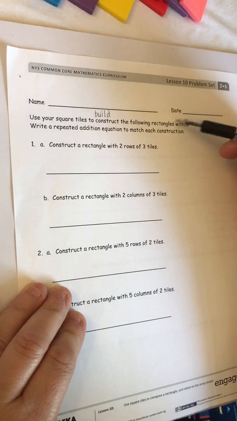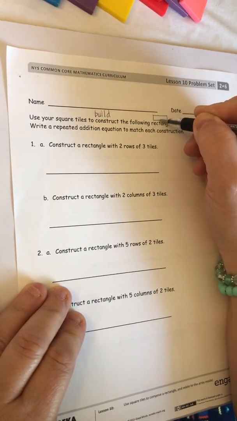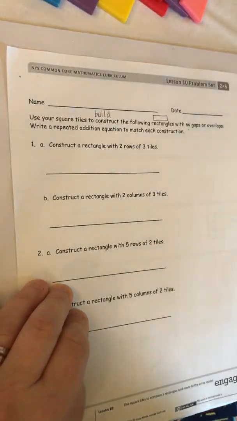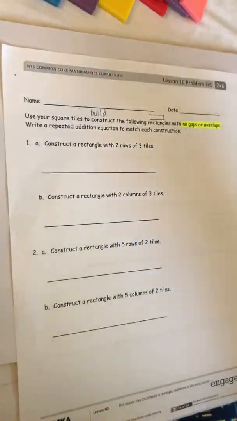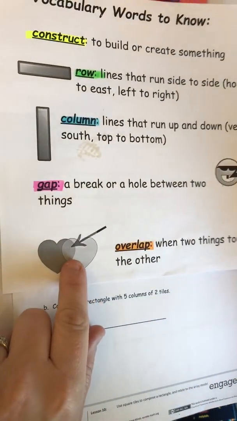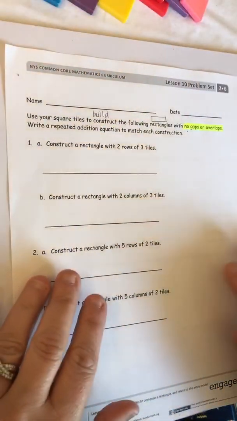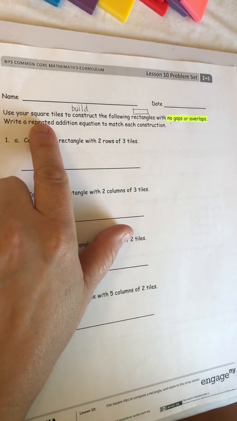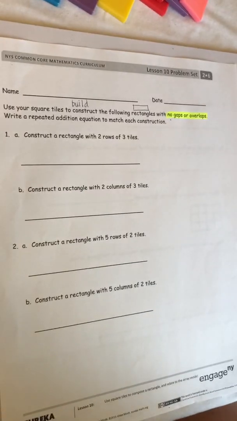The following rectangles. We know that a rectangle has two long sides and two shorter sides. We do not want any gaps. It says no gaps and no overlaps. No holes in between the squares and no squares overlapping or touching over each other. Okay, none of that. So it says use your square tiles to build the following rectangles with no gaps or overlaps. Then write a repeated addition equation to match each construction.